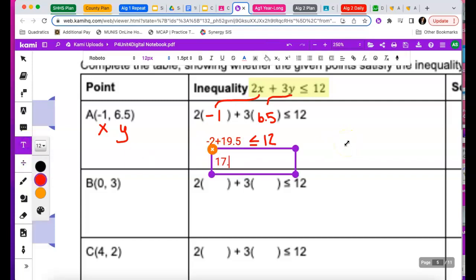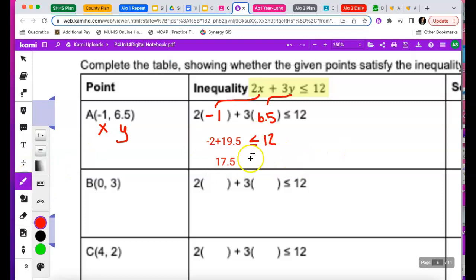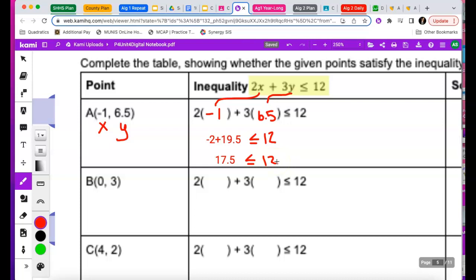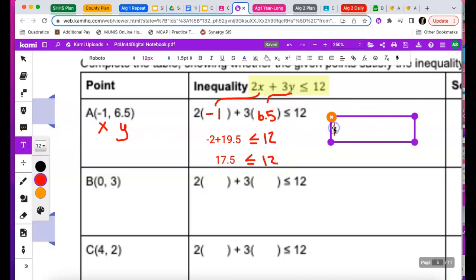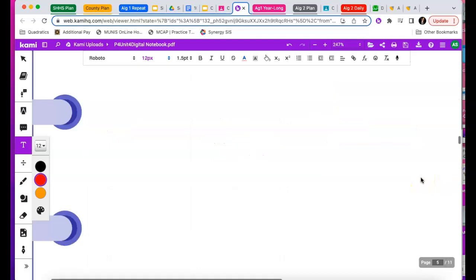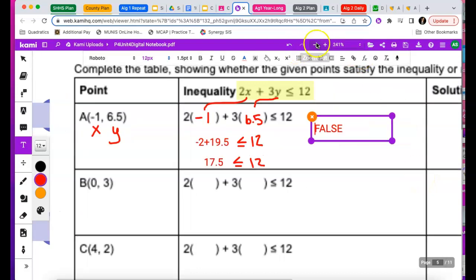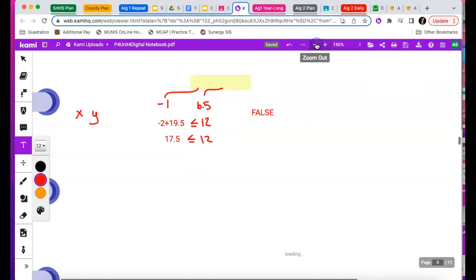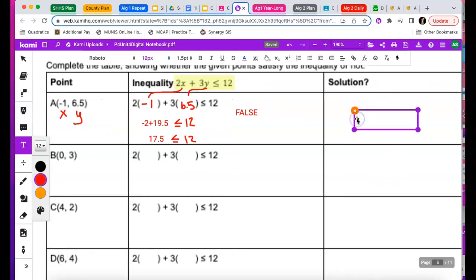So this is saying 17.5 is less than or equal to 12. Is 17 less than 12? No, 17 is bigger than 12, so this is not true. This is false because 17 is not less than 12, which means it is not a solution. A solution is only when it's a true statement. So no, it is not a solution.